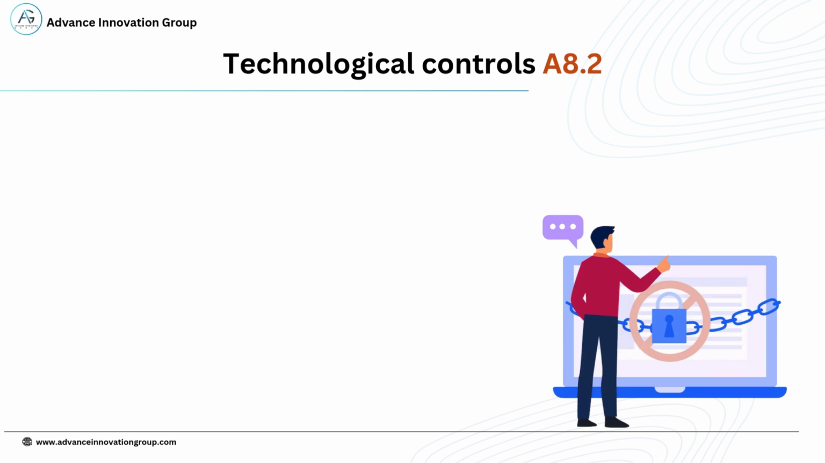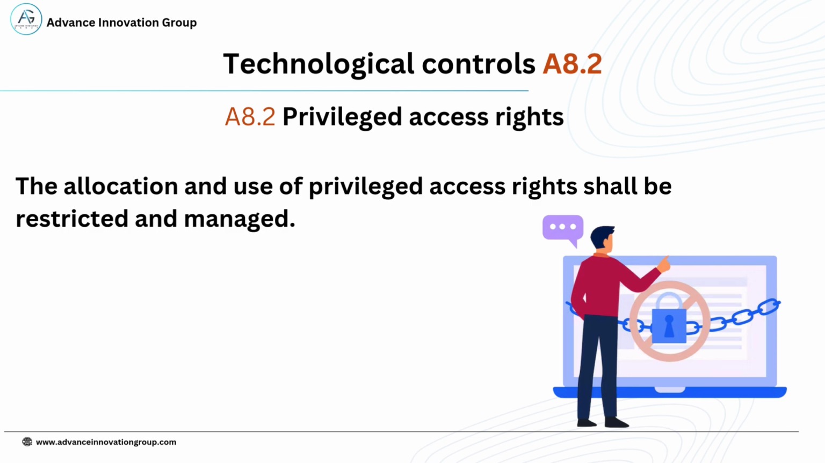Technological controls A8.2. A8.2 Privileged access rights. The allocation and use of privileged access rights shall be restricted and managed.